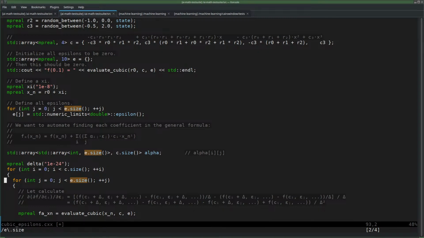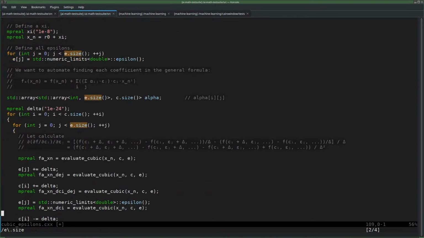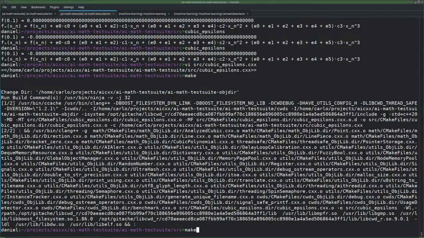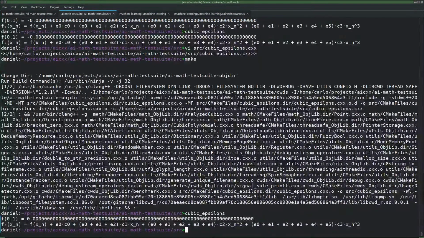So this thing runs over a lot more epsilons, but not all epsilons are used. So they should automatically disappear, yeah? If we just use the same evaluate queuing. Yep, you still get the exact same thing.